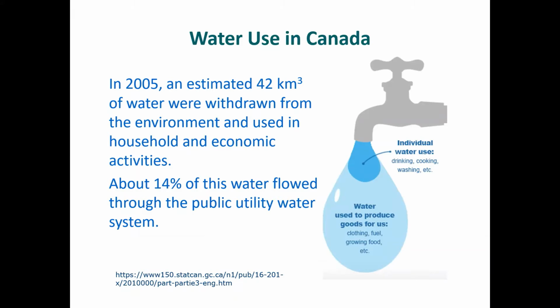So I think I gave you that number before as well, 42 cubic kilometers of water withdrawn from the environment. That's big. I can't imagine how big that is. So a certain percentage, of course, goes to the public system, right? Meaning that it's treated at water treatment plants. And so that means it's going to homes and schools and things like that. And so that's something to think about as well.